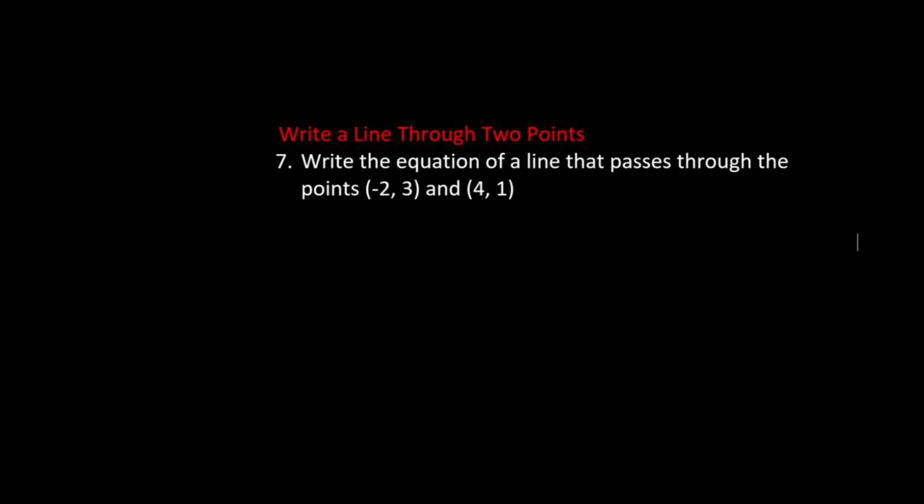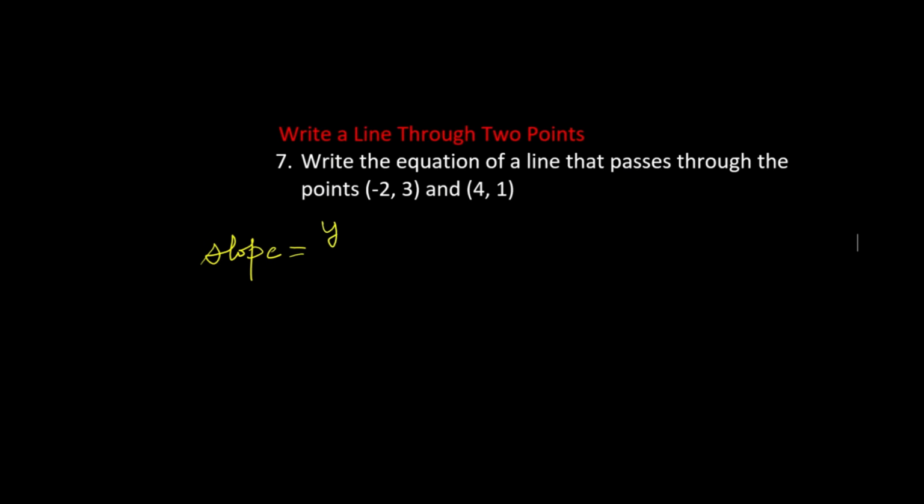Problem 7. Write a line through 2 points. Write the equation of a line that passes through the points -2, 3, and 4, 1. First, calculate the slope. The slope formula is y2 minus y1 over x2 minus x1.